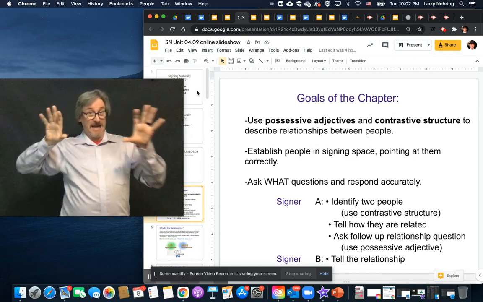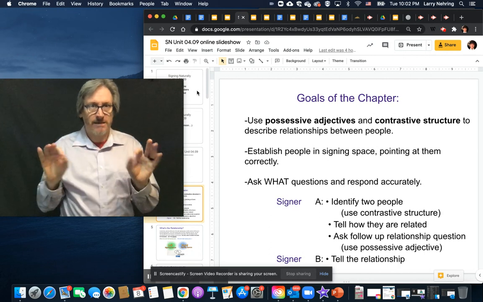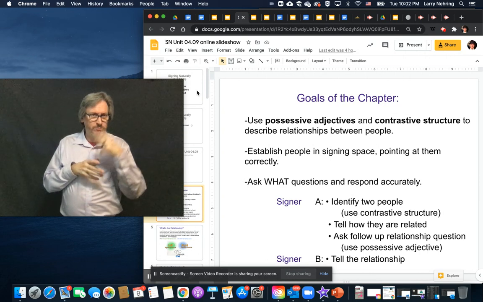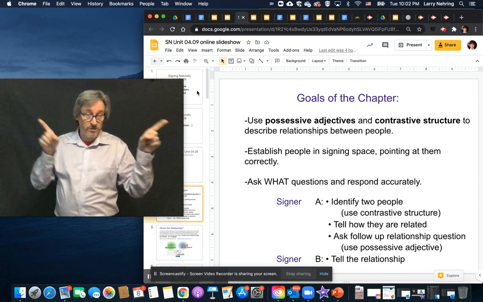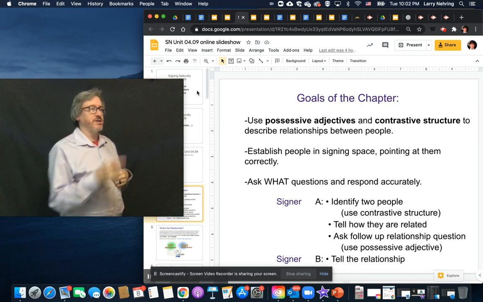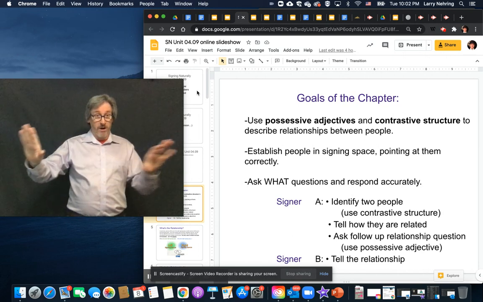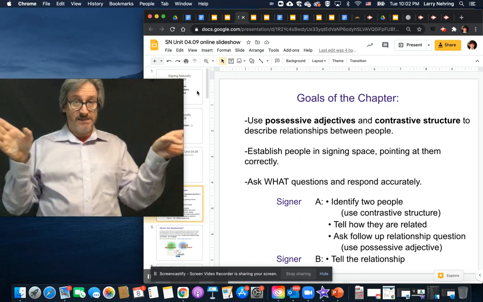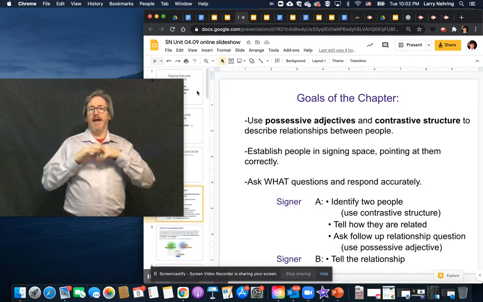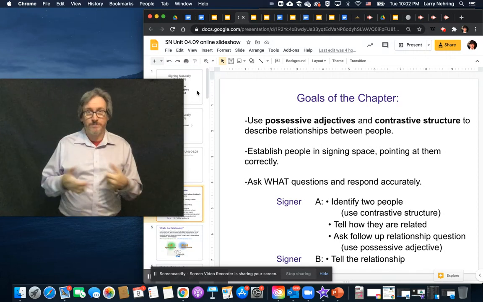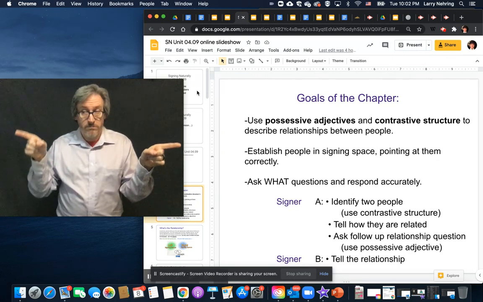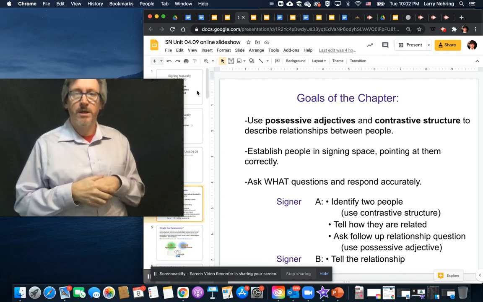Okay. So it's easy concepts. We do it all the time. We've done it since we were infants, right? Or since we just started to speak English, we started making those references. Now we're just incorporating them here. It just takes some conscious thought and some practice to get used to seeing the person where they are and where you've set them up, and then being consistent. So that's possessive adjectives or possessive pronouns and contrastive structure, setting up in space, and then pointing at them consistently where you set them up.